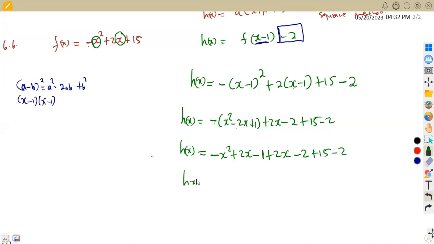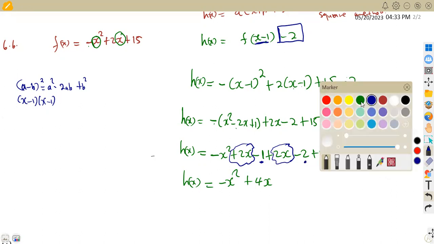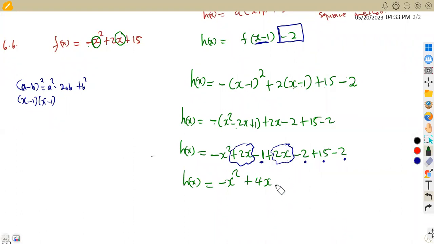So what you're going to do is to simply collect all the like terms. We've got negative x squared. Then we move to the part that has x. Here we've got 2x, and here we've got 2x. If we add 2x and 2x, this is going to give us a positive 4x. Then we move on to the numbers. We've got negative 1, negative 2, plus 15, negative 2. You simplify this directly from your calculator. This is going to give us a positive 10.